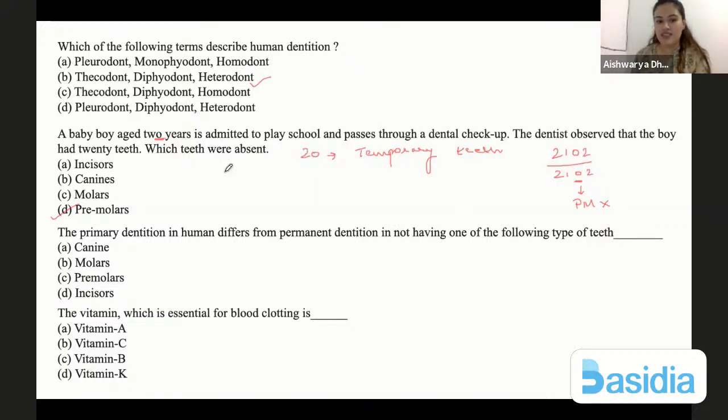Okay. Next, the primary dentition in human differs from permanent dentition in not having one of the following types of teeth. So this is like a repetition, but in a different format, right? So primary dentition doesn't have, again, premolars, no premolars present. And then the vitamin which is essential for blood clotting. So I told you that the cecum has vitamin B12 and vitamin K. Vitamin K is responsible for blood clotting. Okay.